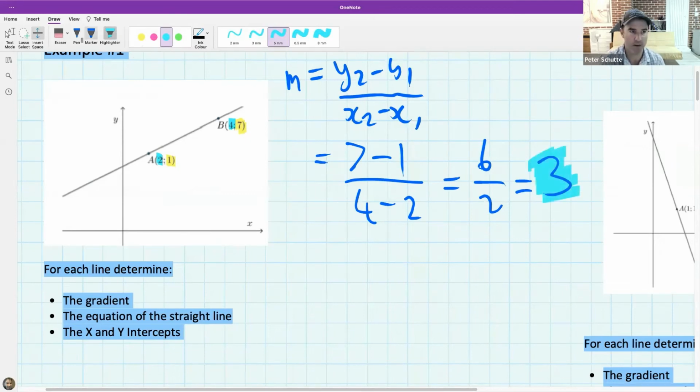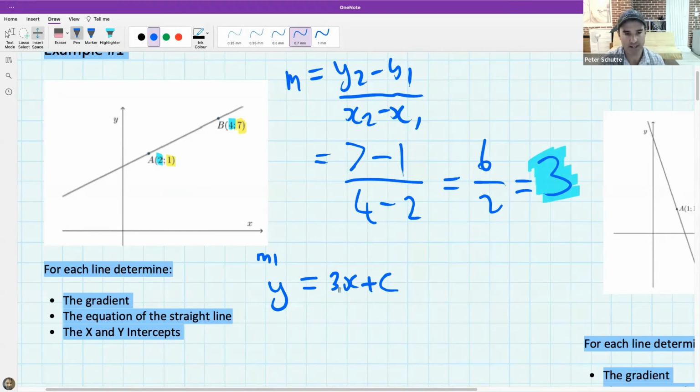And in the one method, I'll call it method 1, M1, we write down y equals 3x plus c. Now, the standard form of a straight line is y equals mx plus c. And so I've just replaced the m with the 3 that I found above.